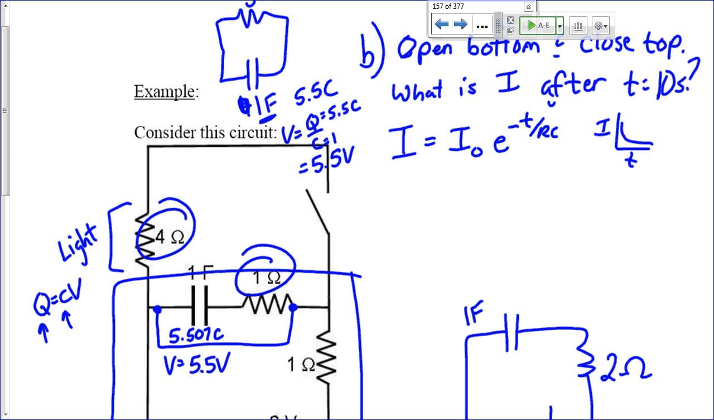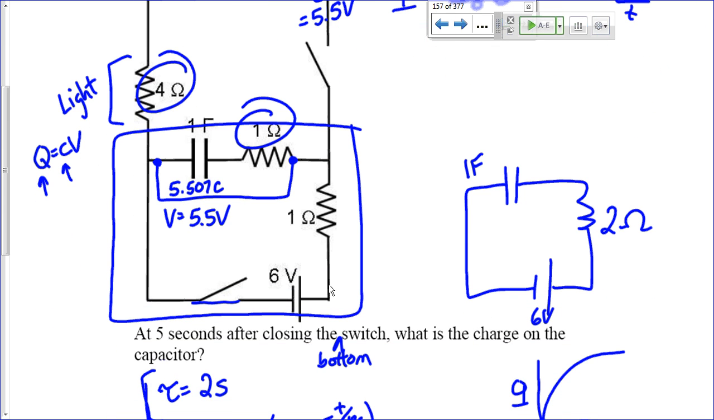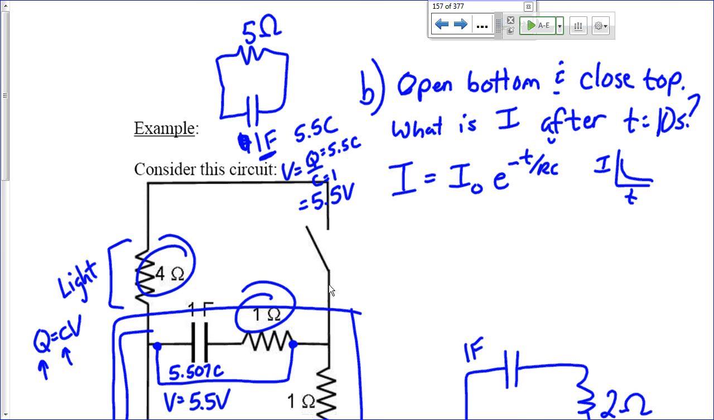I'm sorry. Is this confusing you all? All right, let me go back and explain. So look, our first step was that we closed this switch for 5 seconds. We put 5.5 coulombs of charge on that capacitor in that time. Then we open this switch again, the bottom switch, so the battery goes away. And then we close the top switch for 10 seconds.